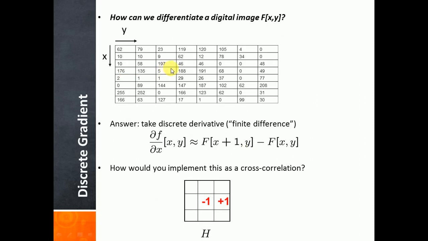The concern is that what you really have are just values. How do you determine the gradient in those values, or how do you determine the derivative in those values?